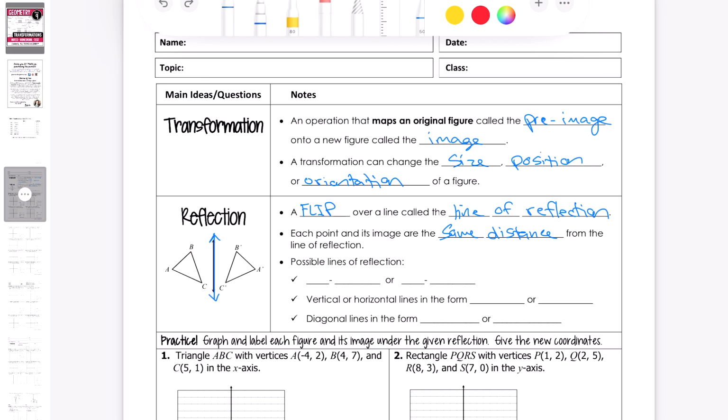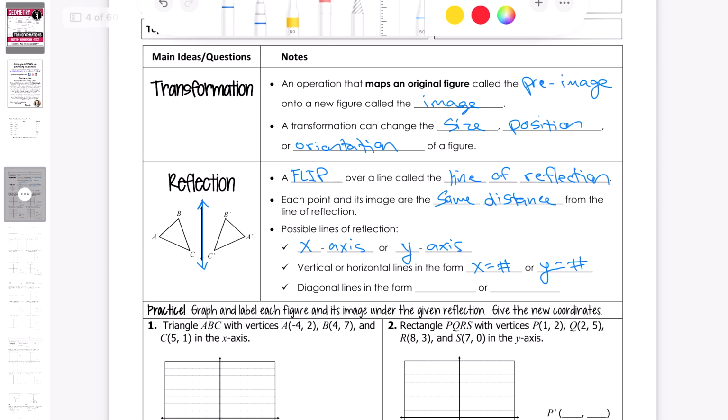All right, so we have possible lines of reflection. So there's 3 types of reflections we can do. We can do over the x-axis or y-axis. So these are fairly similar rules when you go through and do it. A vertical or horizontal line, which is x equals a number or y equals a number. So we'll look at those ones. And then diagonal lines, which is y equals x or y equals negative x. So there's definitely 3 options here.